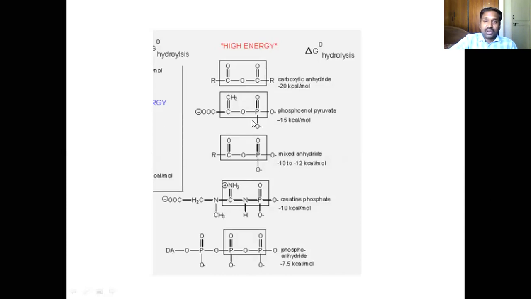Unlike the previous example, this is the case of hydrolysis of a carboxylic acid, phosphoric acid, mixed anhydride bond.